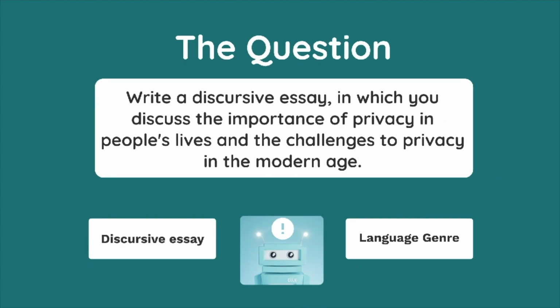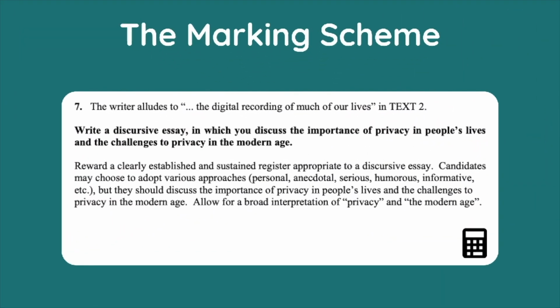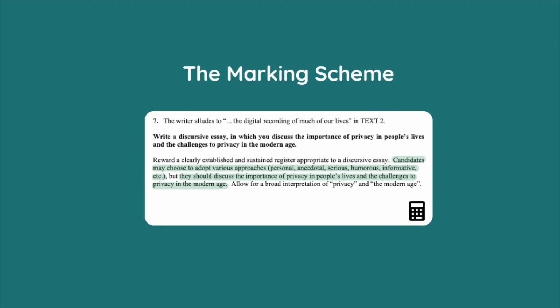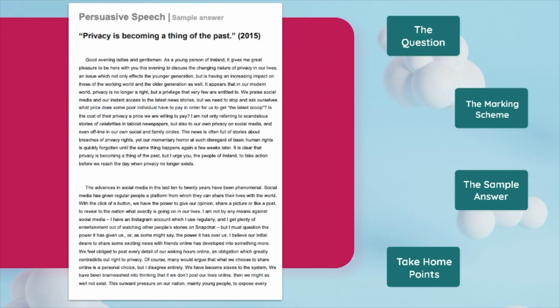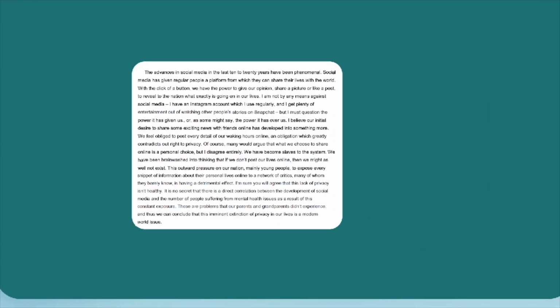So now that we've looked at the question, we're going to jump into the marking scheme. The marking scheme states that students can approach this question in a number of ways. So students can take a personal approach, they can take an anecdotal approach, or even take a humorous approach. But the marking scheme does outline that you will need to discuss both aspects of the question within the essay itself. So now that we've taken a look at the question, we're familiar with the marking scheme, we'll jump straight into the sample answer's first main body paragraph.